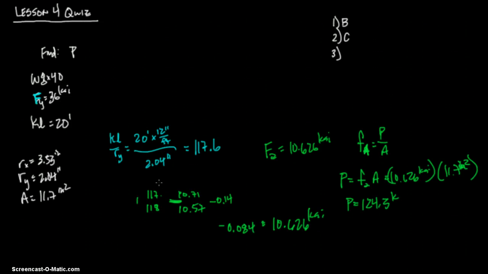We could also have just said, well, 117.6 is closer to 118, so let's just use that. 10.57 times 11.7 equals 123.6. It would be close enough. So you could have just done that without interpolating.